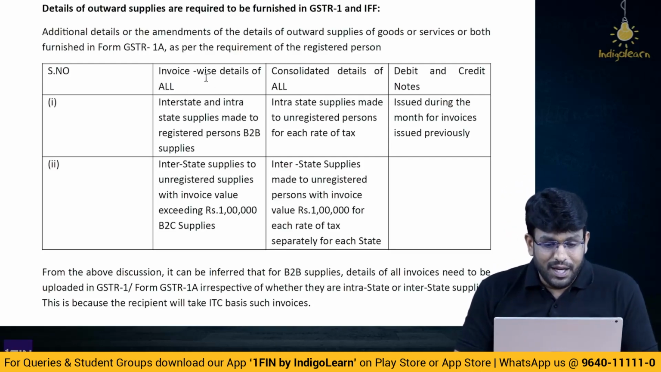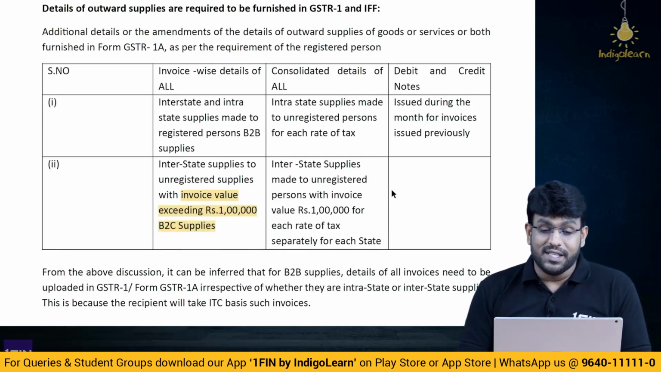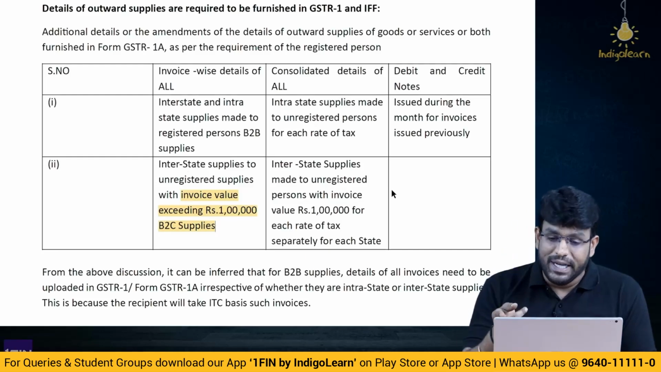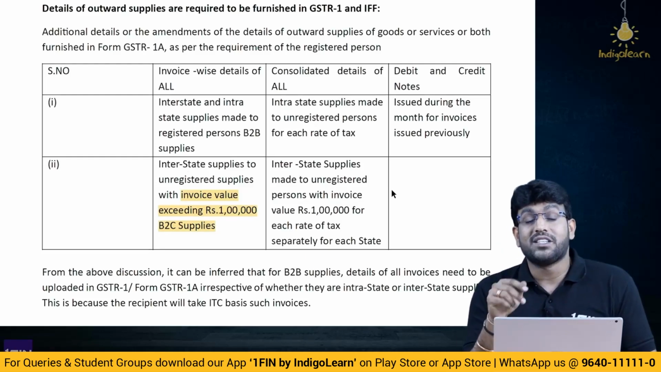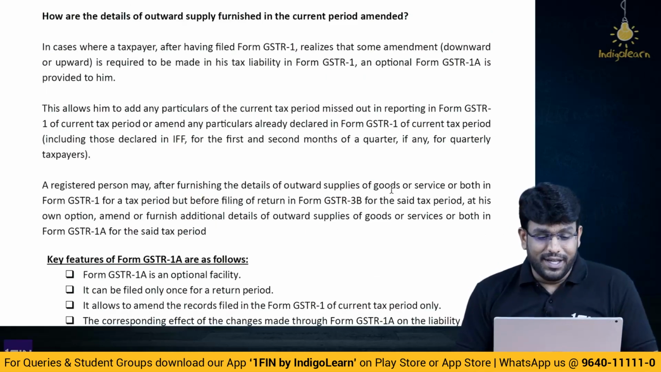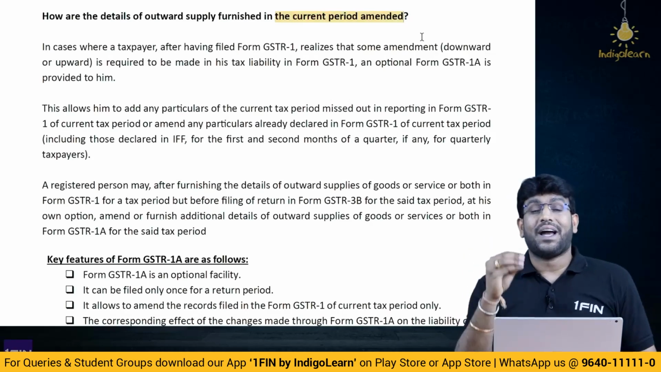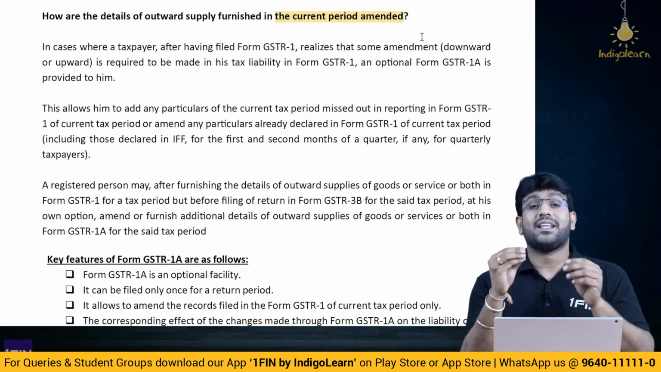Please see that. Invoice-wise details of all interstate and intrastate supplies made to B2B persons and interstate supplies to unregistered persons with invoice value exceeding 1 lakh. So what are the cases where invoice-wise details are mandatory, my dear friends? Number 1, B2B. Number 2, interstate B2C where invoice value is more than 1 lakh. How are the details of outward supply furnished in the current period amended? Once upon a time we had a concept which is there now also, that is if we file GSTR1, we made a mistake in the GSTR1.